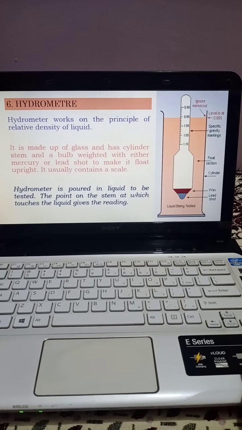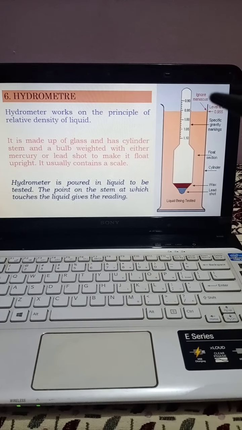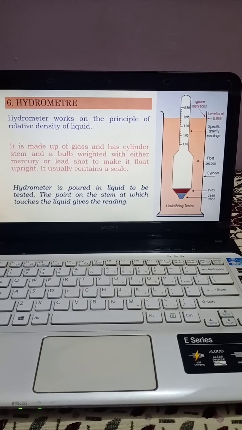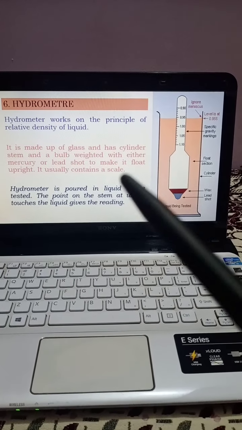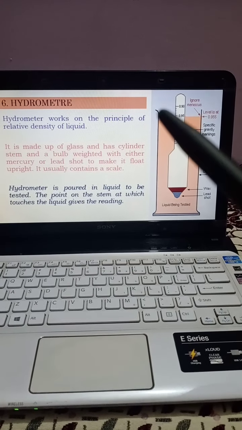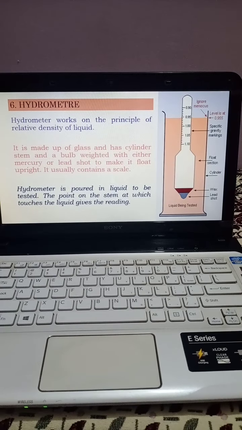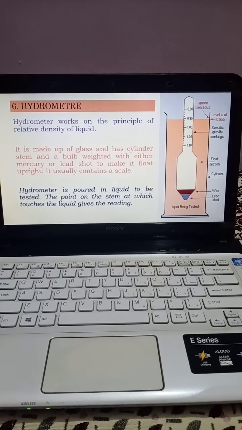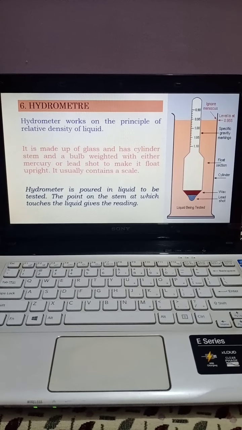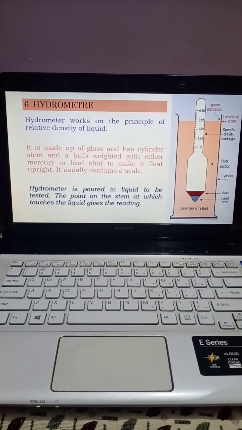So you can see here in this diagram that the liquid is filled inside this cylinder, and this hydrometer is poured inside this cylinder, whose relative density is going to be found, and the meniscus of this liquid, where it touches this upper level, and this part of the stem, is going to give us the reading as relative density of this liquid or any unknown liquid. You can find out a relative density with the help of hydrometer.